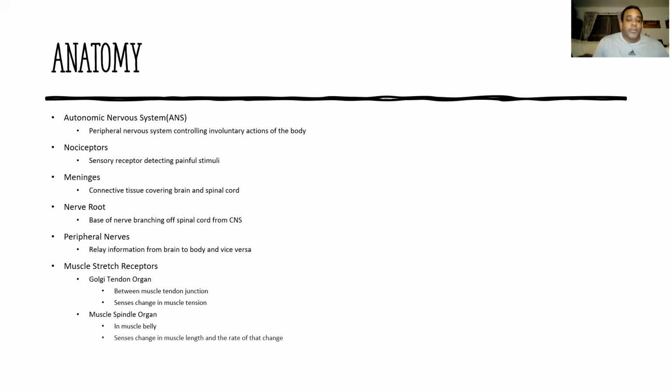Then you have the muscle spindle organ, which is located in the muscle belly. It senses the change in the muscle length. So the Golgi tendon senses the tension, the muscle spindle senses the change in length, and it senses how fast that change in length is occurring. If it's occurring too fast, it sends a signal to the brain to tell the muscle to contract to slow that change down.